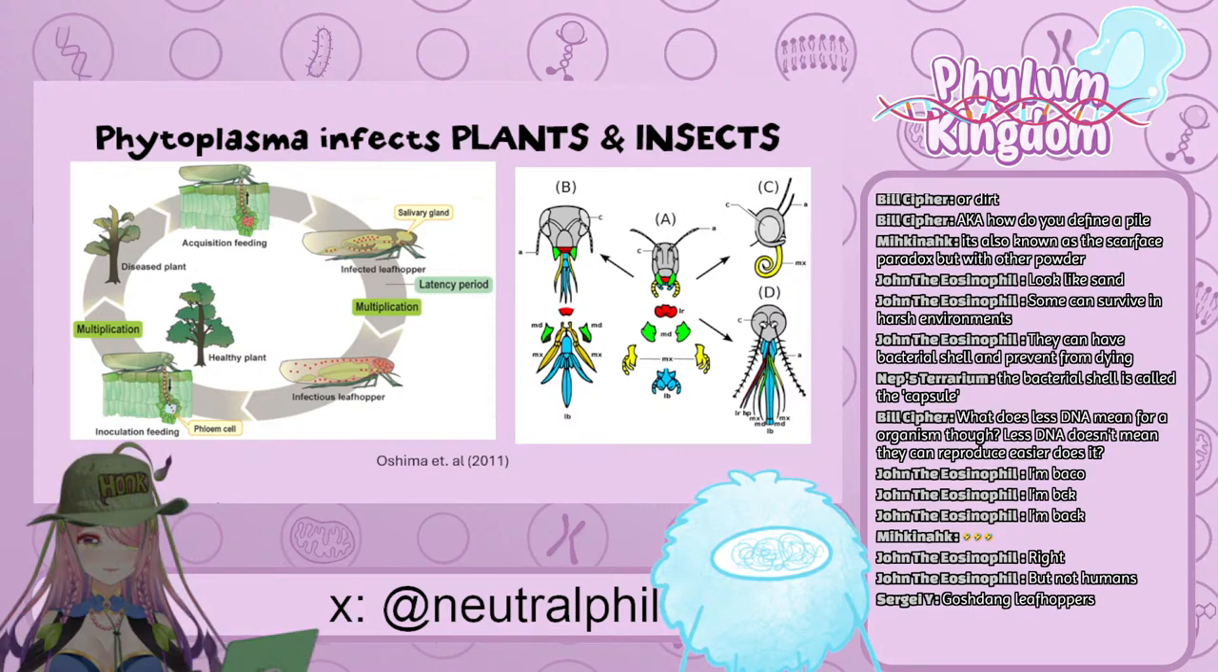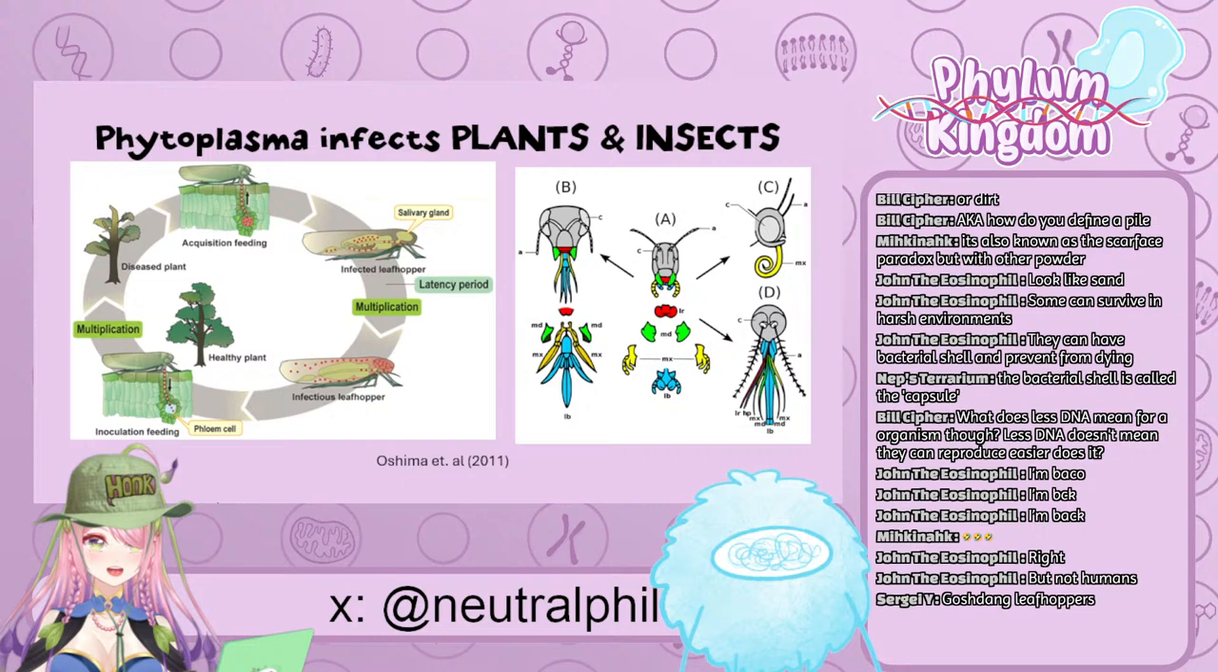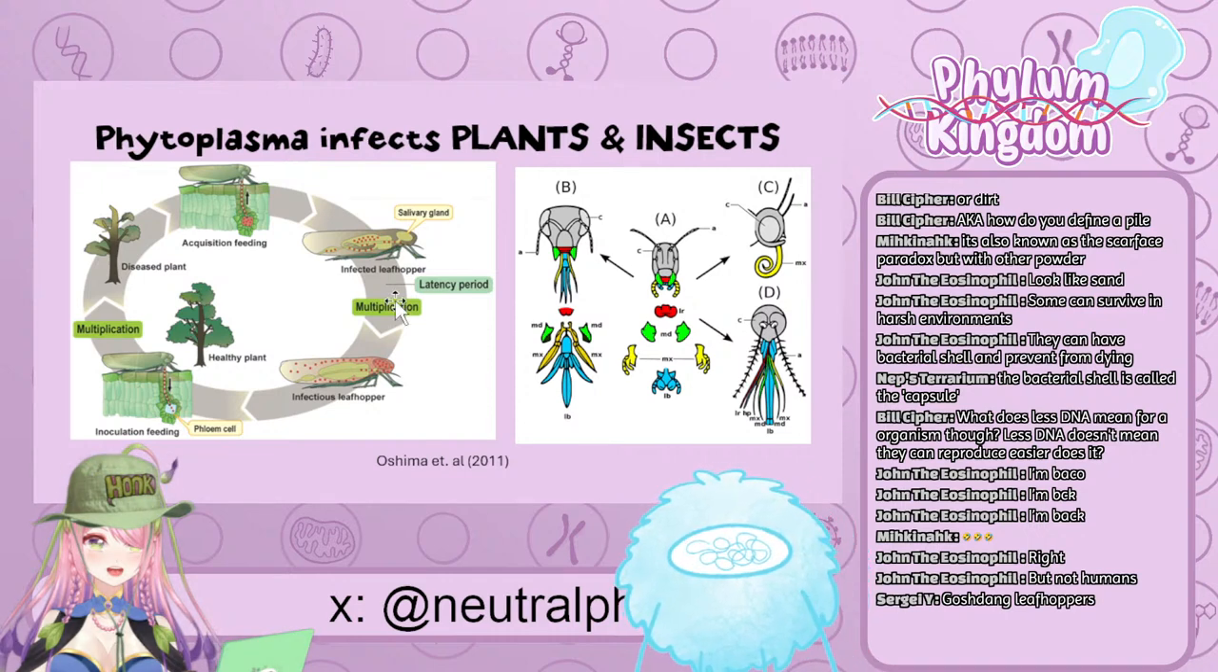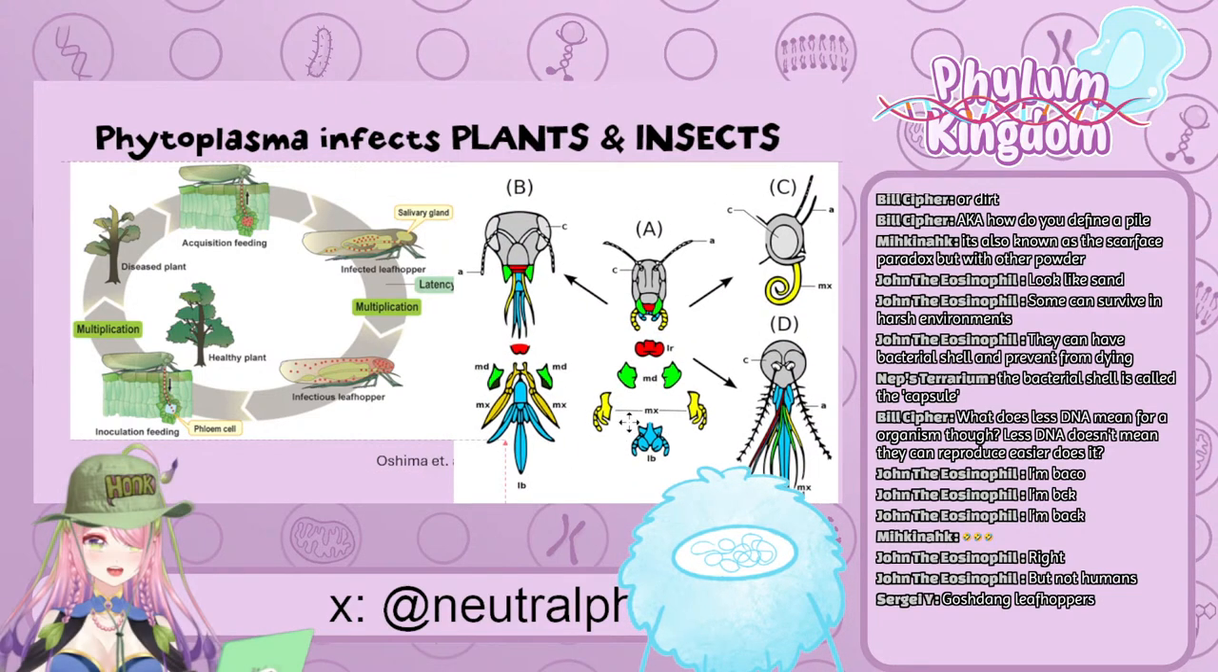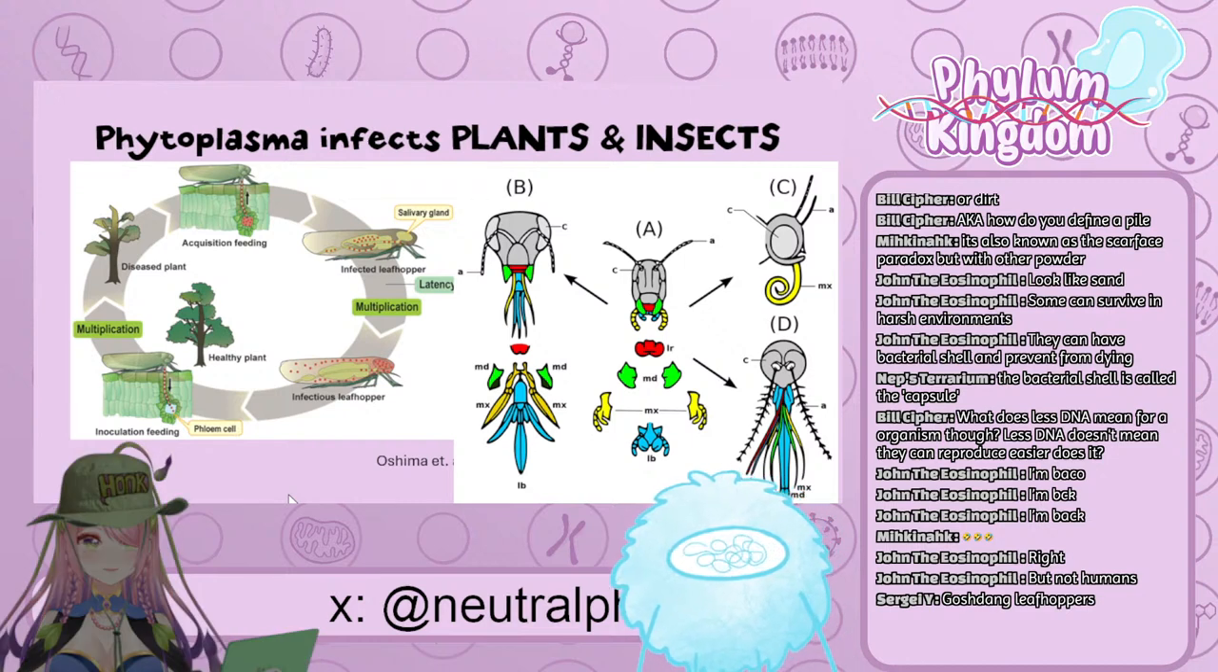What they do is, they have piercing and sucking style mouth parts, which these insects do, so leafhoppers. You can see this style of mouth part listed underneath B in that diagram. This mouth looks insane, by the way.